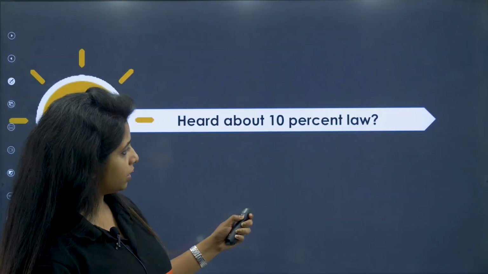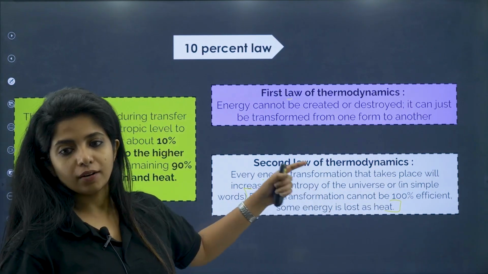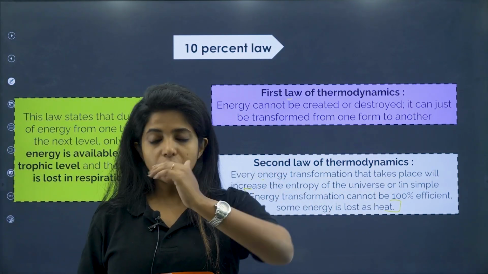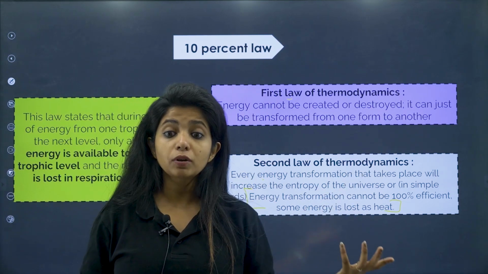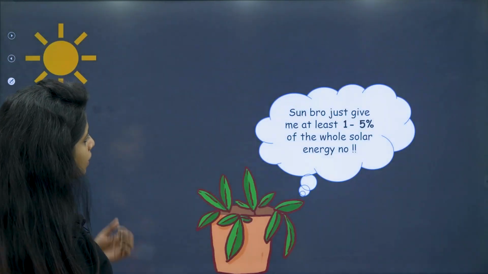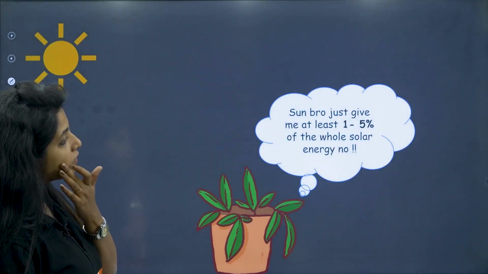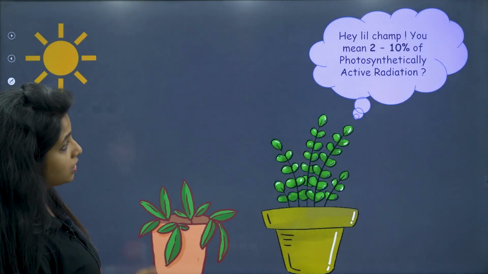So that's why only 10% is being transferred. The rest is lost as heat and cannot be utilized by the organisms which are taking the food down. Now, sun bro, just give me at least 1 to 5% of the whole solar energy. It is telling this to the sun, and the sun actually gives it.